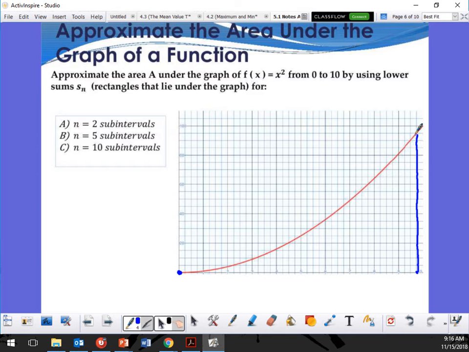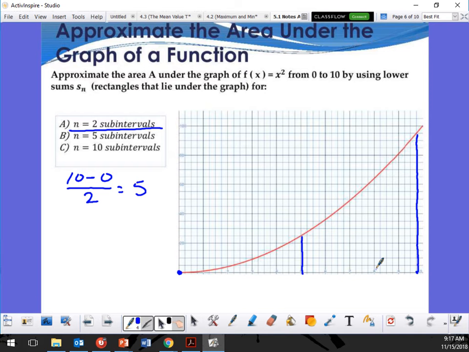I've got to figure out how to find my intervals, right? I've got to find it evenly, so I would do 10 minus 0 over 2 subintervals. That's going to give me what? 5. So each width is going to be 5. So for my graph, let me see. 1, 2, 3, 4, 5. I think this one's 5. Yeah, okay, that works.